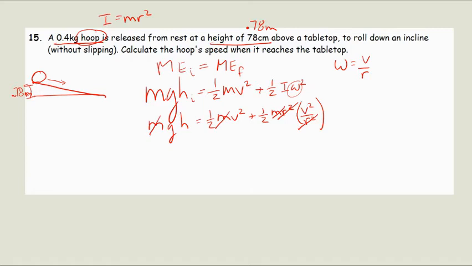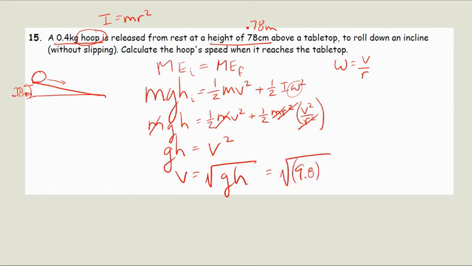Okay, and we're trying to figure out what our speed is. So we end up getting gh equals 1/2 v squared plus 1/2 v squared. So we end up getting v squared. So our velocity is equal to the square root of g times h in this situation, which is 9.8 times our height, which is 0.78 meters. Okay, and that's going to end up giving us 2.76 meters per second.